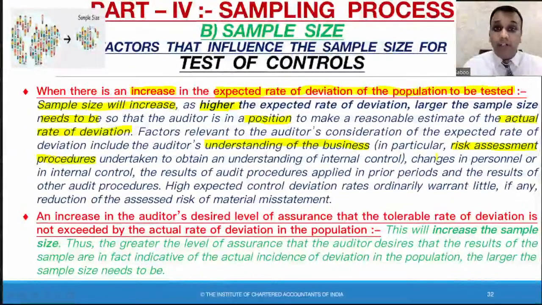So other factors could be changes in personnel or in internal controls, results of audit periods that could have been carried out by the same auditor or a different auditor, and the results of other audit procedures. So these are the test procedures which an auditor carries out to expect the rate of deviation and further affect the sample size. Okay. The fourth factor, this was the third factor.